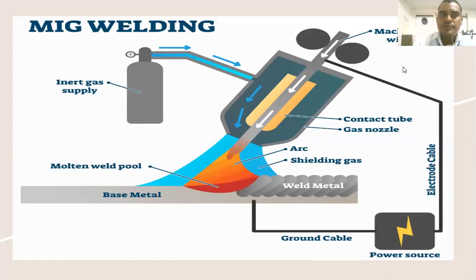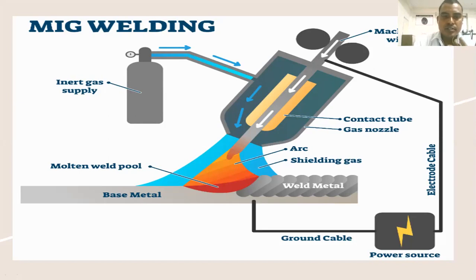In this figure, you can see the arrangement of MIG welding. We are using the electrode. The only difference from TIG welding is that we are using a consumable electrode. We are using the contact tube and the gas nozzle. By this arrangement, we generate the arc, and this arc is used to join the metal. We are also using the shielding gas. You know that the shielding gas is used to protect the weld metal from atmospheric contamination.